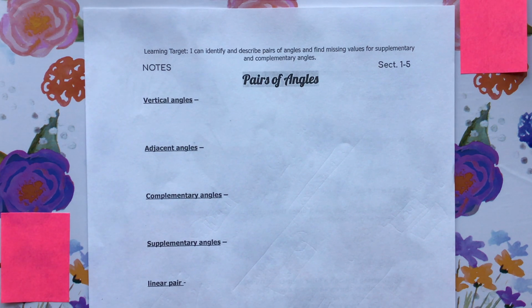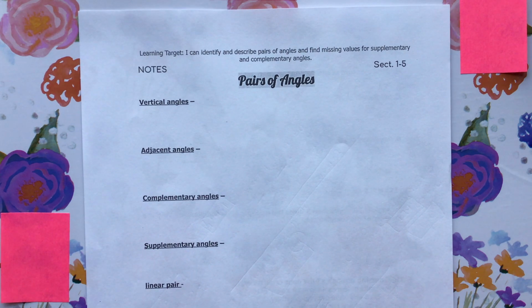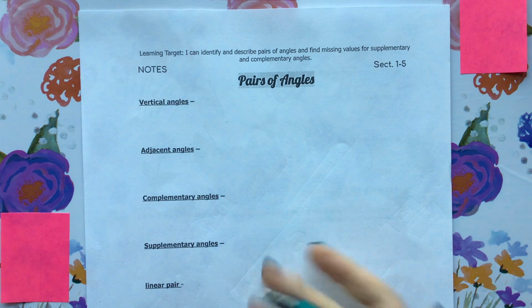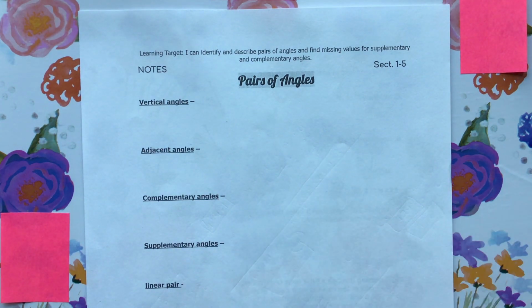Hello Geometry, Miss Collins here, and today we're going to be going over section 1-5, and it's called pairs of angles. So hopefully you'll be able to describe what these are, and then based off of properties of these different types of angles, you'll be able to solve for missing values and angle measurements. We have quite a bit of vocabulary. Once we get through the vocabulary, we'll be able to talk about some more examples.